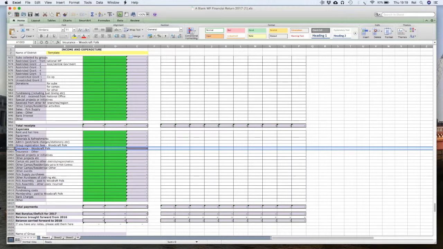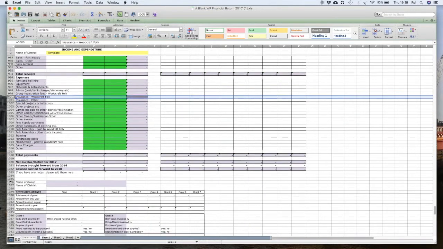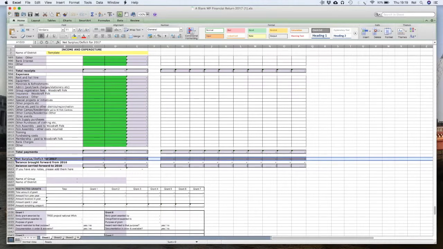Okay, I'll go on to the bottom section, which is on the screen still. There we're adding up the total receipts and total payments and getting a net surplus or deficit for the year. And then the line below it is bringing forward the balance from previous years.